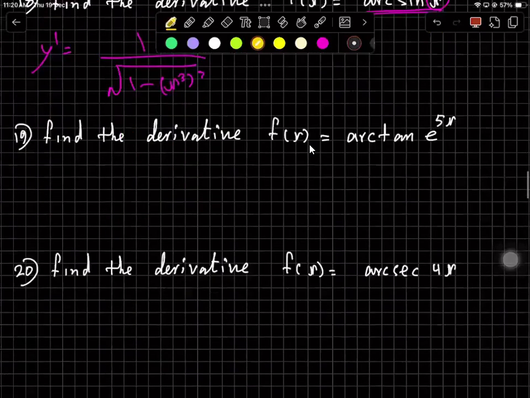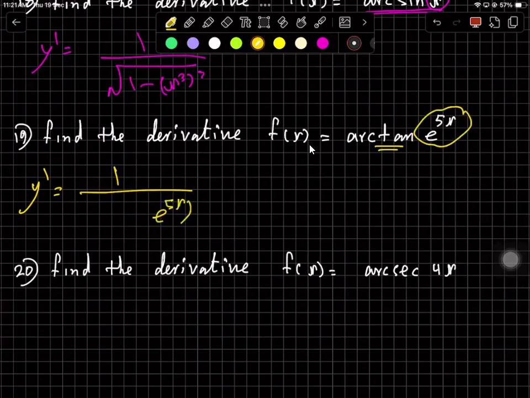Here also, y prime, arctan. We have a rule for arctan: 1 over x squared plus 1. So it will be what? It will be the angle squared plus 1 here. So what is the angle? It will be e to the power 5x to the power 2. Okay, 1.